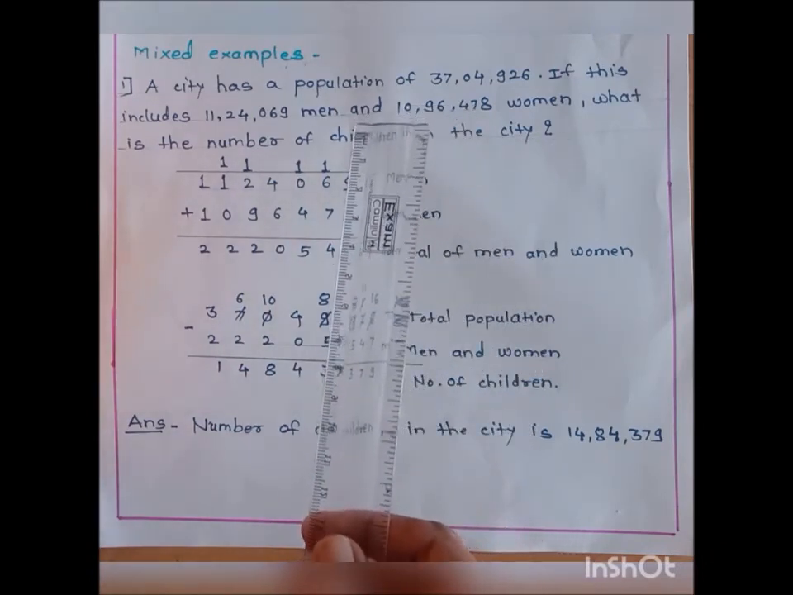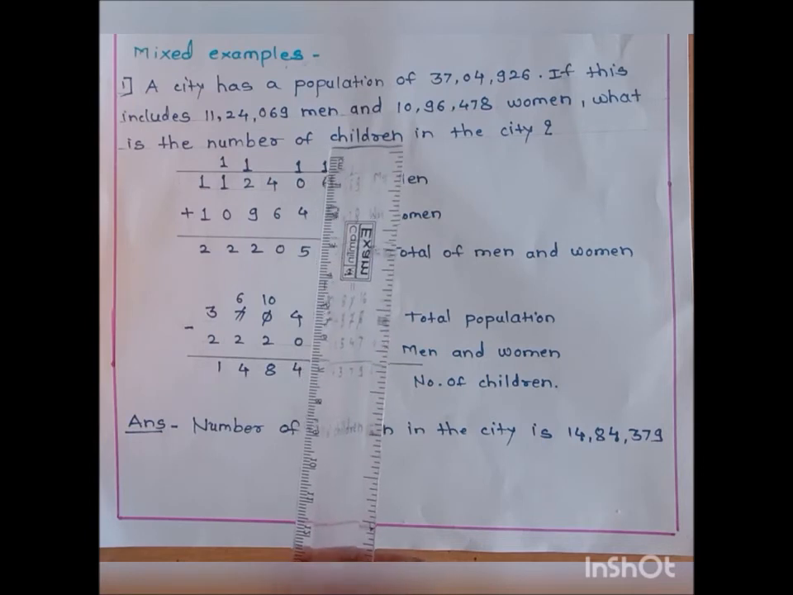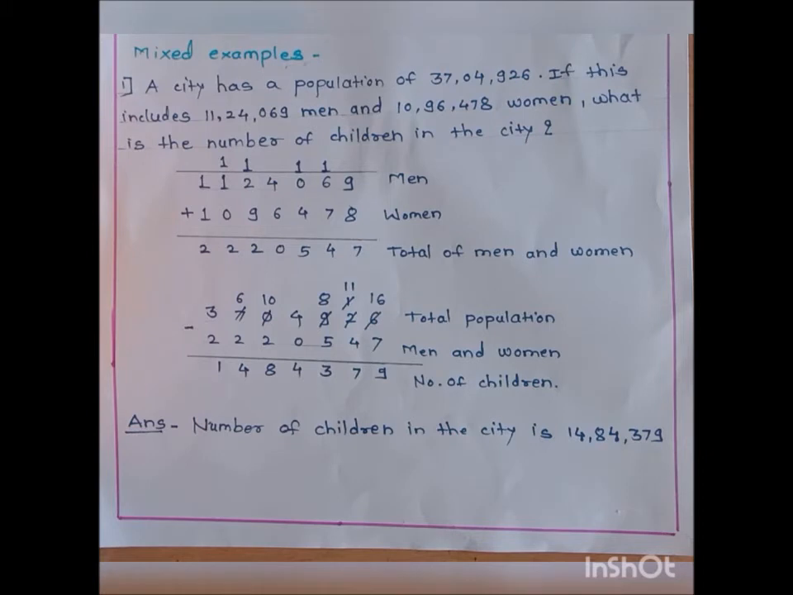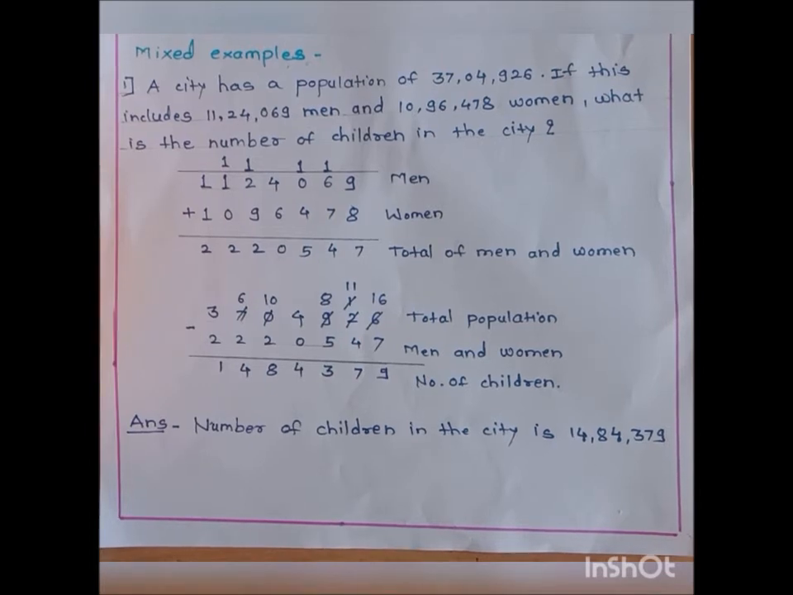So in this question they have given the population of the city is equal to 37,04,926, the population of men is equal to 11,24,069, and the population of women is 10,96,478, and they asked for the number of children in the city. For this, first we will add the population of men and women. Whatever answer you get, you will subtract from the population of the city.